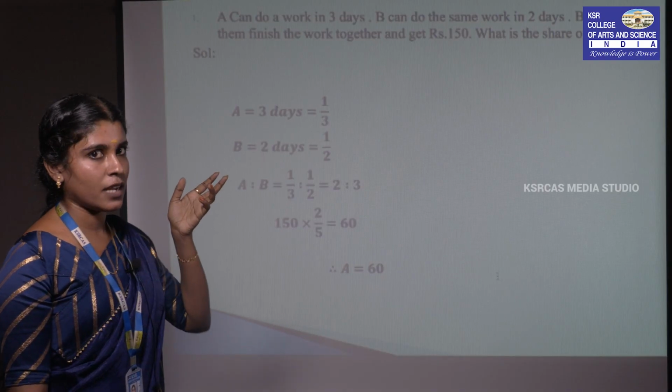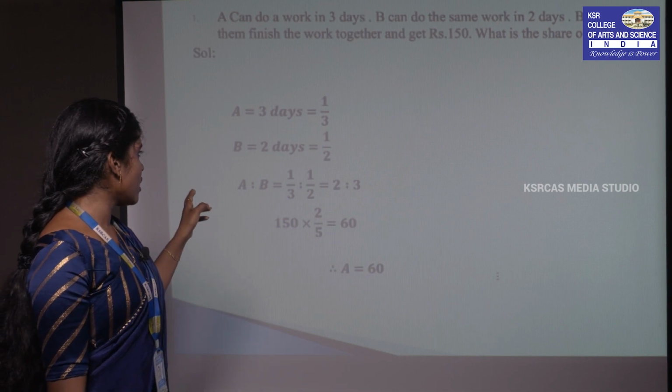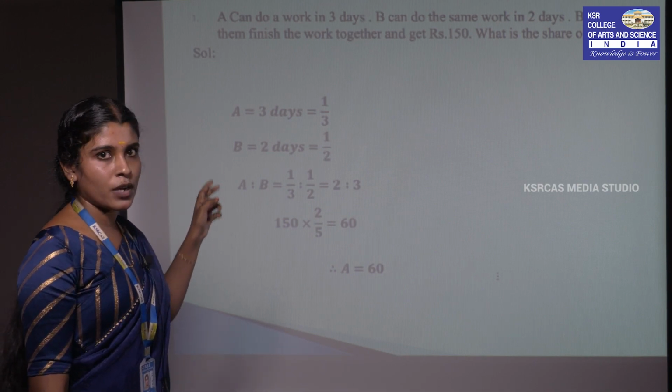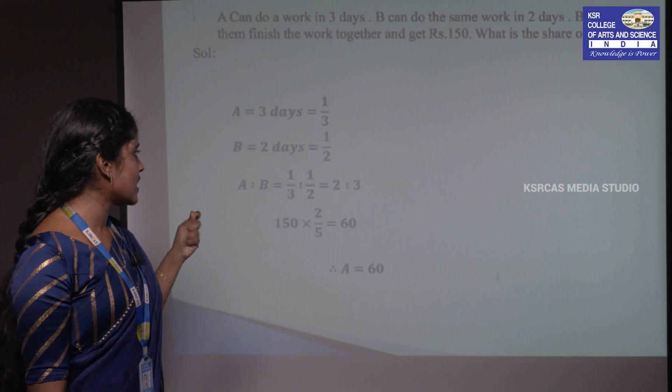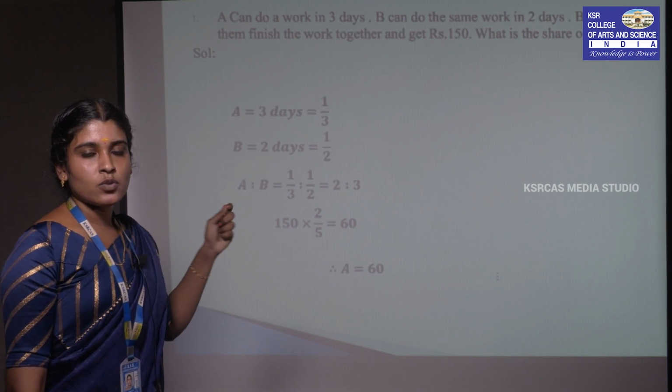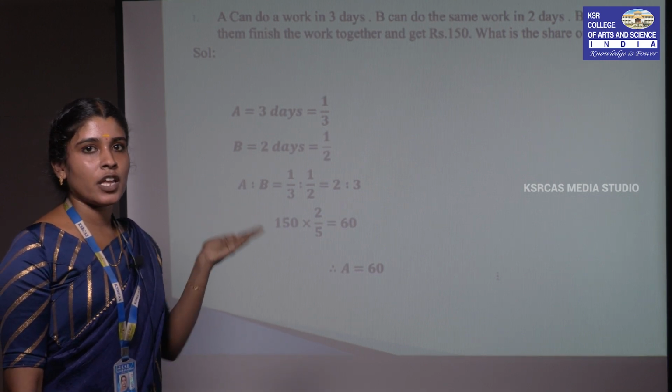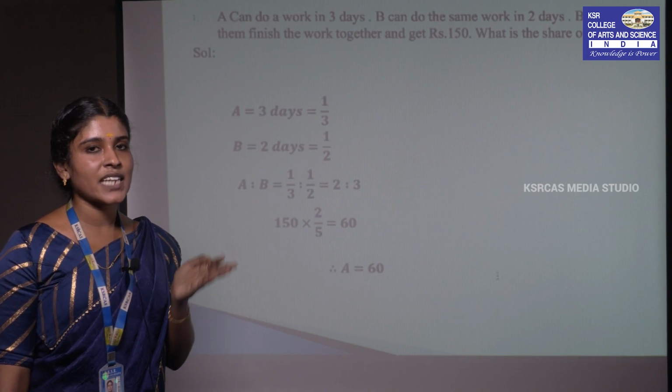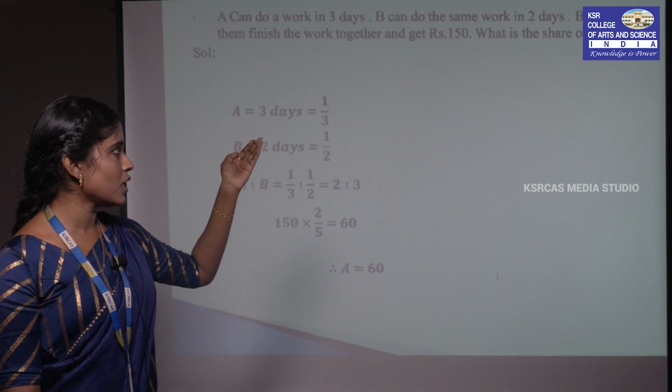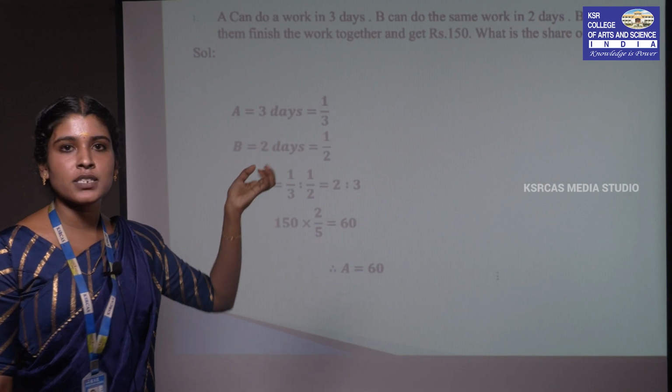Our second point: A is to B equal to 1 by 3 is to 1 by 2. Simplifying, we get the answer 2 is to 3. So here we found the ratio. After the ratio, we have to find the share of the person. So here the question asks to find A's share.